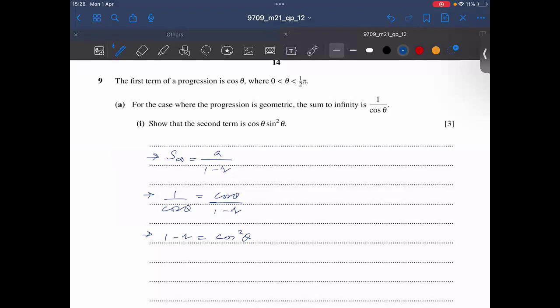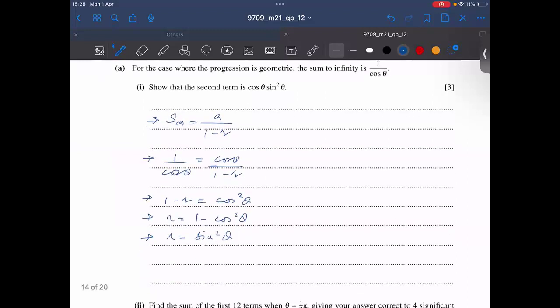A is cos theta and 1 minus r. So r is going to be equal to 1 minus cos squared theta. So r is going to be equal to sine squared theta. Okay. What is going to be the second term? The second term is going to be ar. All right, and that is cos theta times sine squared theta. Is it clear or not, Mr. Imad Ahmed?